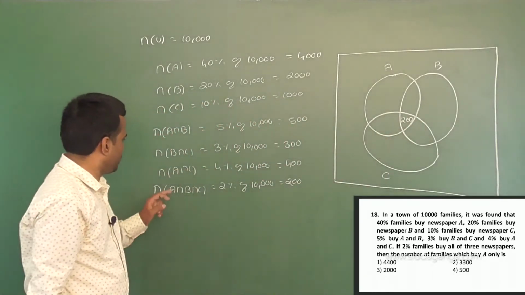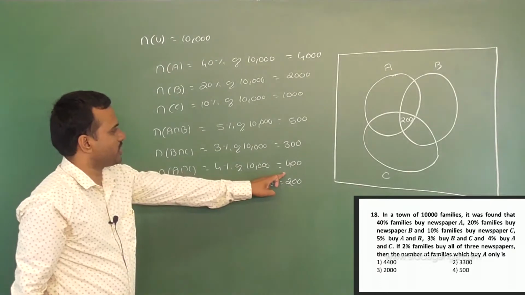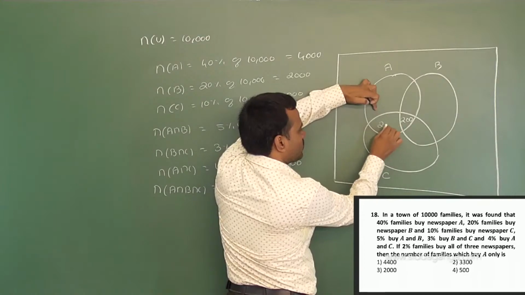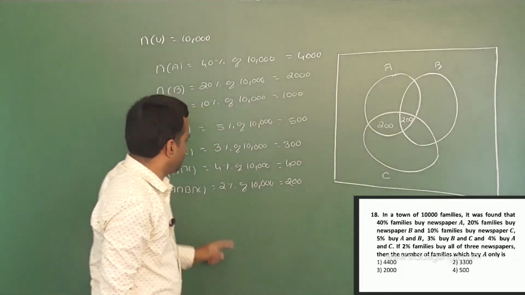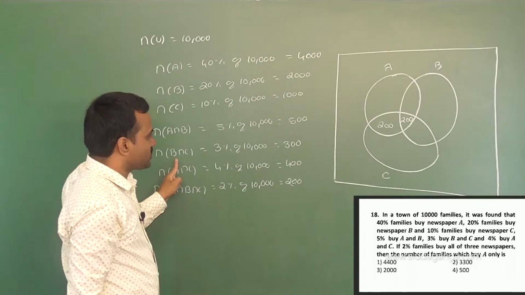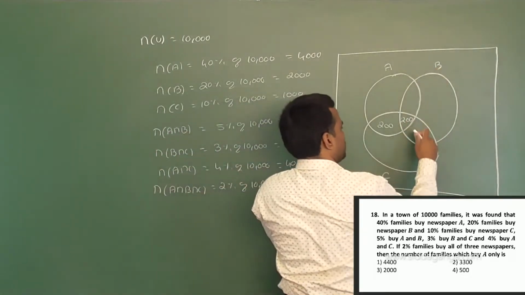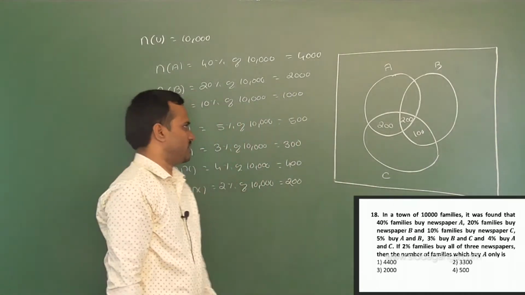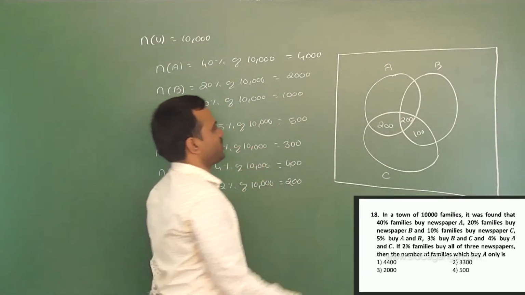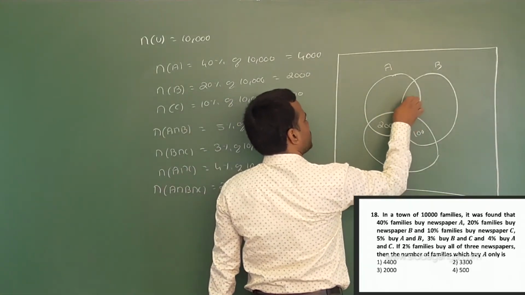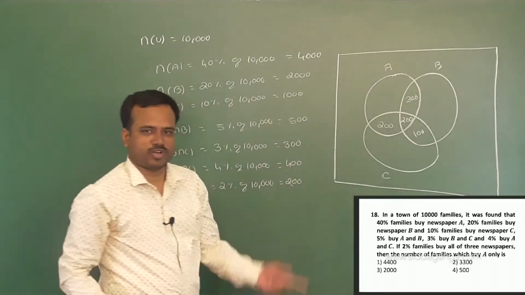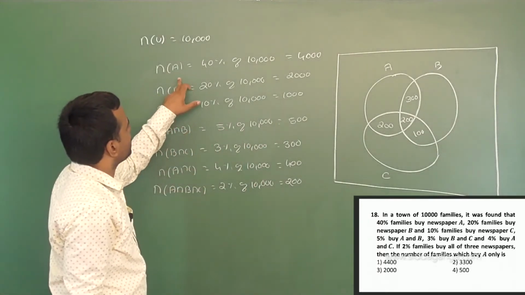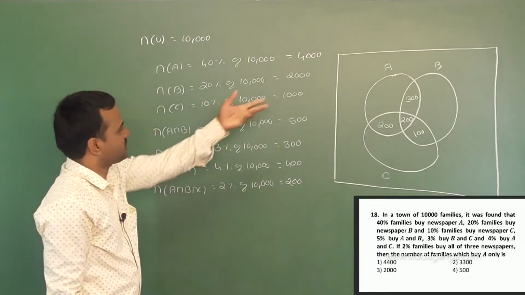Correct? Then A intersection C, 400. This is 400 minus 200, so we got what? 200. Correct? Then B intersection C, 300. This is 300 minus 200, which is 100. A intersection B, 500. 500 minus 200, 300. For A intersection B, B intersection C, A intersection C, that is over. Then observe here, we want only the result of A. That's the only one we have to write.